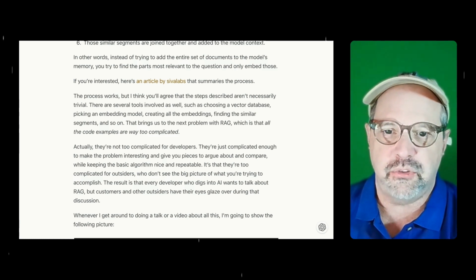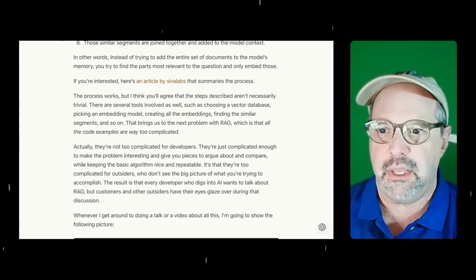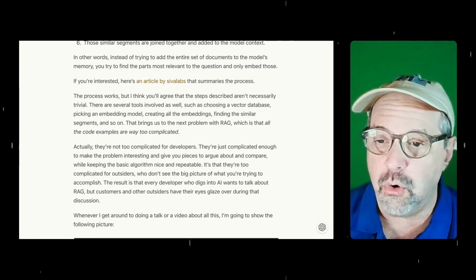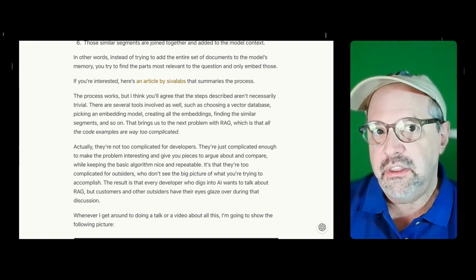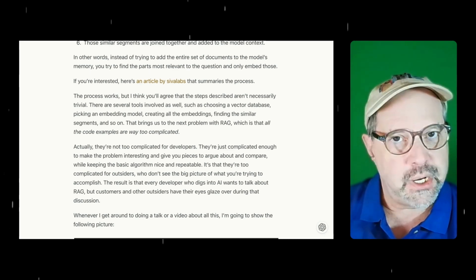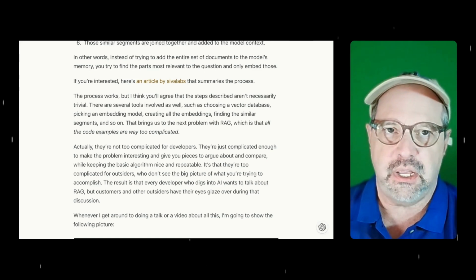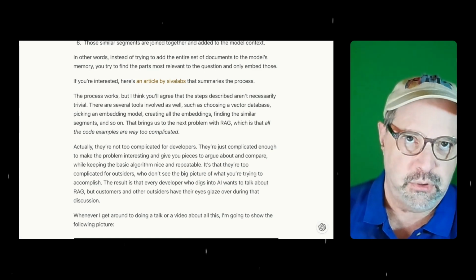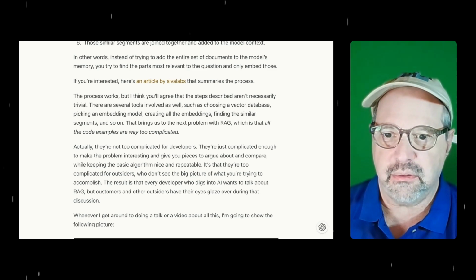You've got algorithms to choose. You have to pick the right database. You have embedding models. You have to create the embeddings, the similarity scores, all that stuff. And this is one of the problems with RAG. If you look at any of the code examples, it's easy to get overwhelmed. They're way too complicated. And a casual observer is not going to have any idea what to do. So it really gets difficult.